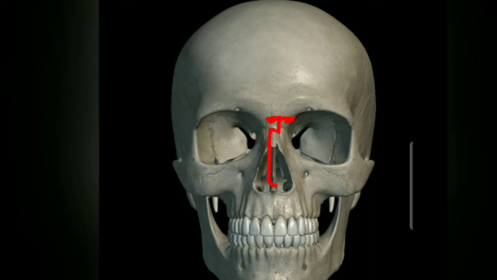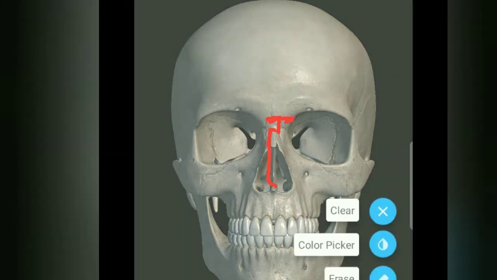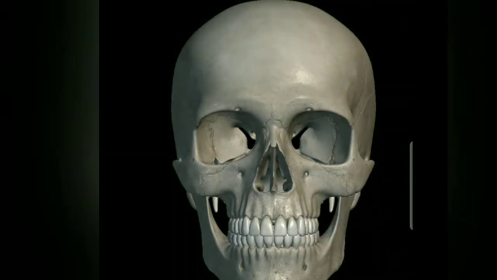Now coming to the fourth point, that is the frontal tuber or the eminence. It is a low rounded elevation above the superciliary arch, one on each side. It is prominent in females and in children. See, this one is the frontal tuber.